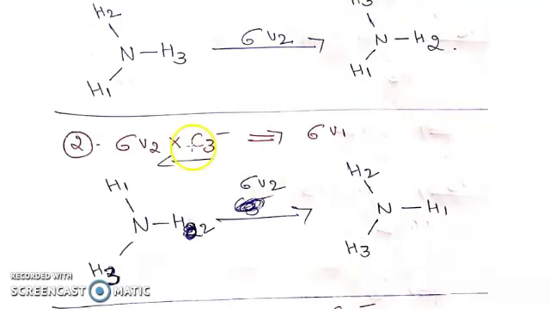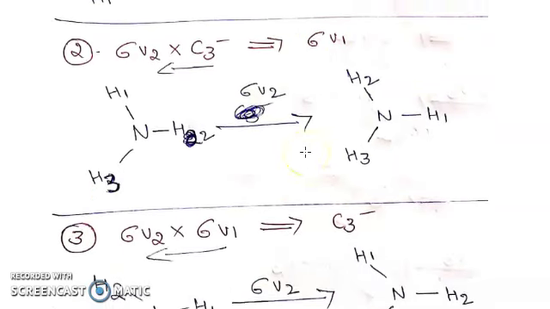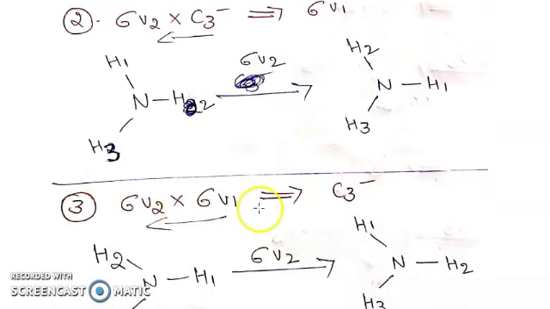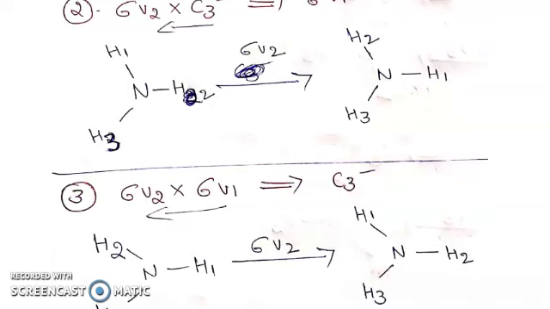Similarly, sigma v2 into C3 minus gives sigma v1. First you write C3 minus. For this molecule I will do the sigma v2 operation. Sigma v2 means this plane. As a result, the first hydrogen atom and the second hydrogen atom will interchange. We'll get this molecule, which is nothing but sigma v1. Next, sigma v2 into sigma v1 gives C3 minus.